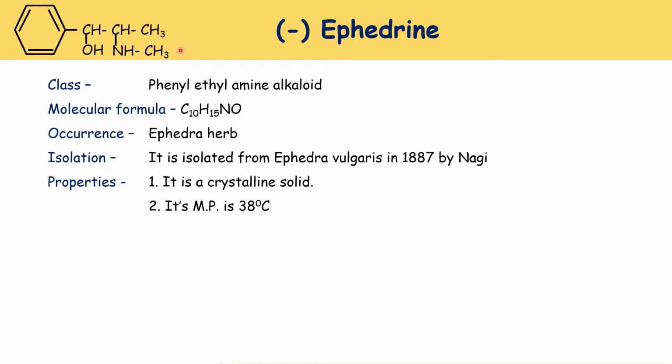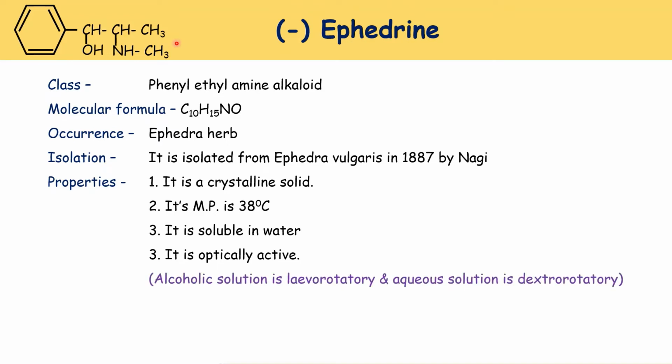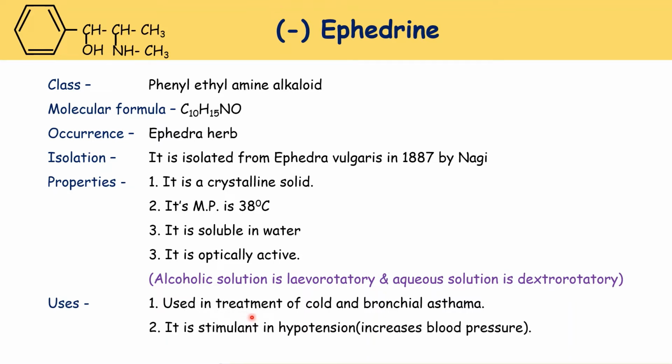Its melting point is 38 degrees Celsius, that is, it is a low melting solid. It is soluble in water. It is optically active. Ephedrine contains two asymmetric carbon atoms. It is observed that its alcoholic solution is levorotatory and its aqueous solution is dextrorotatory. Uses: it is used in treatment of cold and bronchial asthma, and it is a stimulant in hypotension, that is, it increases the blood pressure.